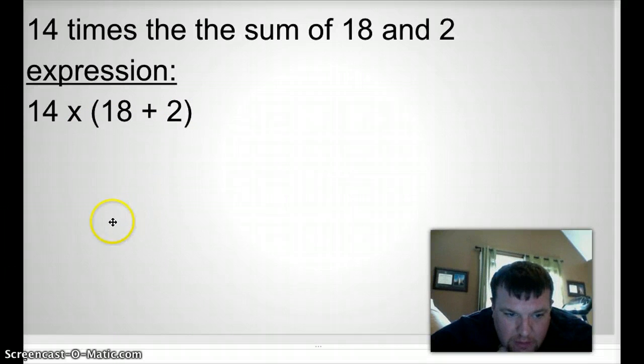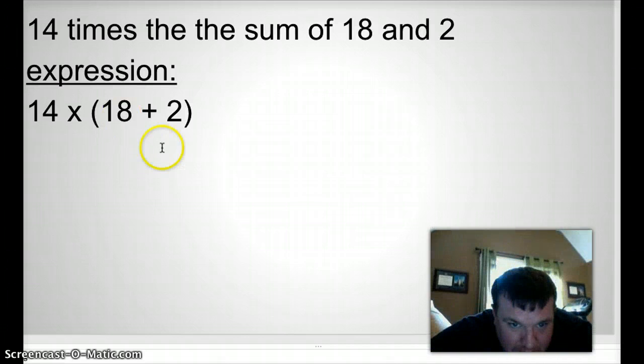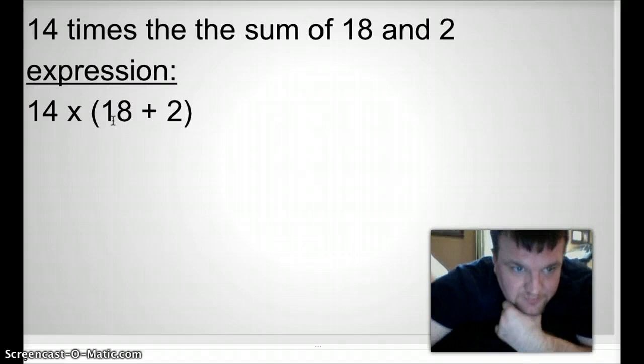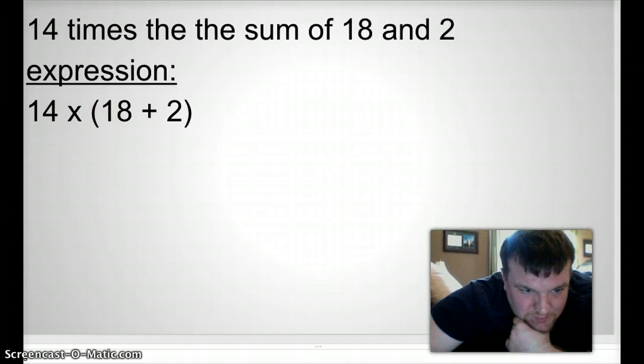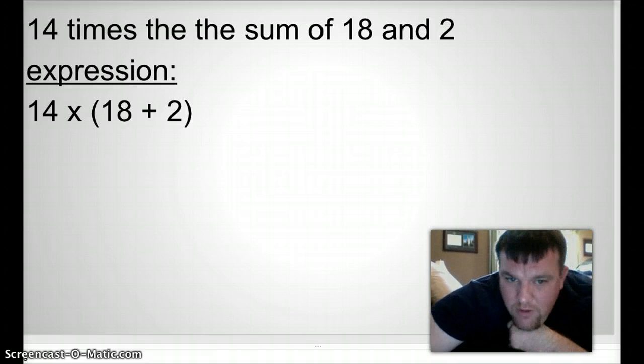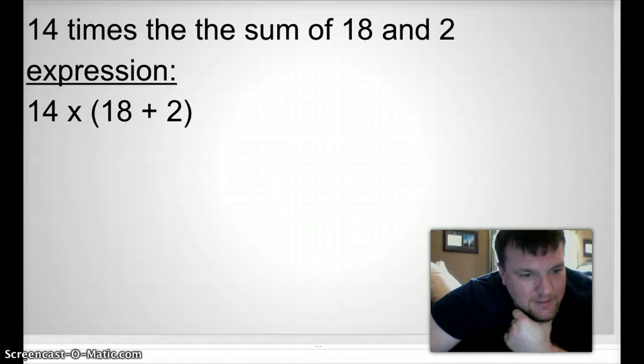So try to solve for this expression, right? Find the value of this expression. Think about what is 18 plus 2, and multiply that by 20, or 14, sorry. Try not to pause the video. It might just take too long. Hopefully it doesn't take very long for people to find out the values. They should at least know how I got the answer.